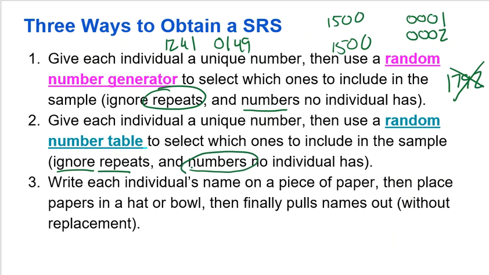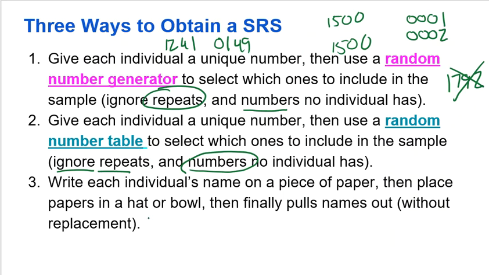Now, the third way to do this is the classic: put everybody's name on a piece of paper, put it in a hat or a bowl, shake it up, and start pulling out names without replacement. That works, right? You would definitely get 40 random kids if you pick their names out of a hat.